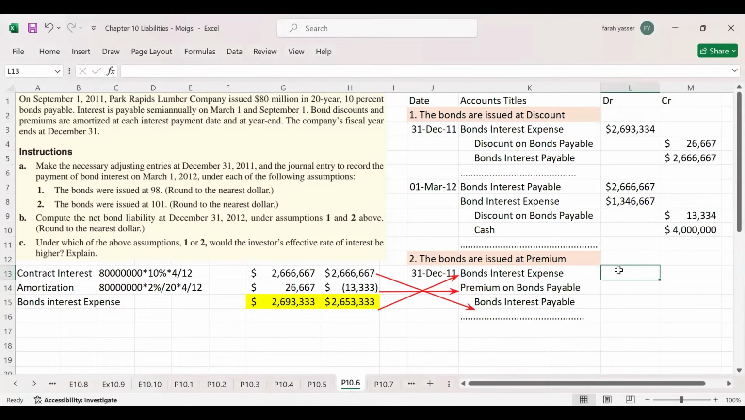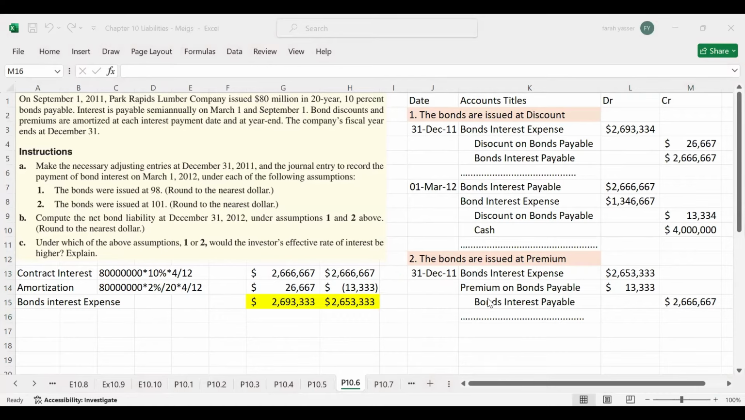So 2653, and then premium is 13,333, and the bond interest payable is this much. So this is the entry related to the, or you can say this is the adjusting entry, which is made on December 31st, 2011.